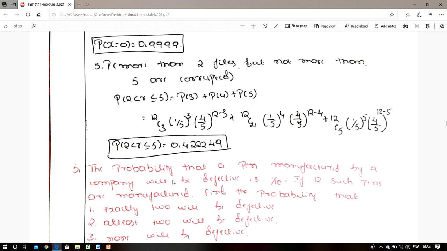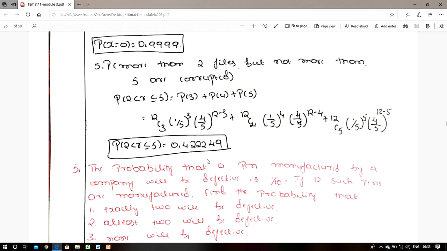Okay, fifth condition, more than 2 files, not more than 5 files are corrupted. More than 2, not more than 5. More than 2 means not equal to 2. Maybe 3, maybe 4, maybe 5. So this condition we can simply write as P of 2 less than x less than or equal to 5. That is between 2 to 5 means we get totally 3 values, that is P of 3 plus P of 4 plus P of 5. We take x is equal to 3, x is equal to 4, x is equal to 5. Simplify, here we get 0.42249.